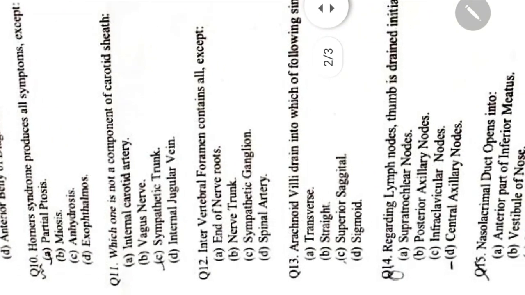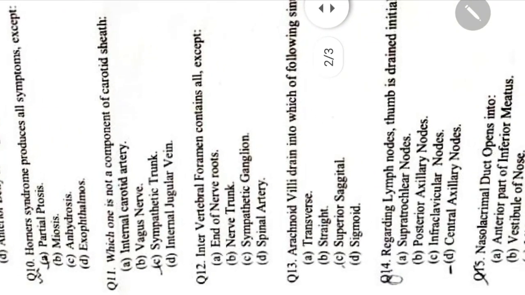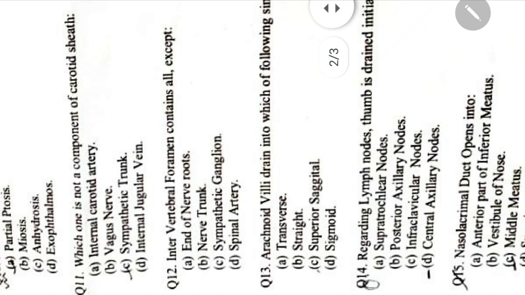Question number 11. Which one is not a component of carotid sheath? Now this also is very important question. Options here are internal carotid artery, vagus nerve, sympathetic trunk, internal jugular vein. I believe by now you must have answered it. You must have guessed the answer. Now let me revise this for you.